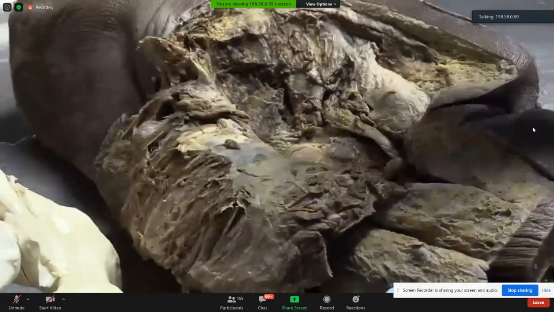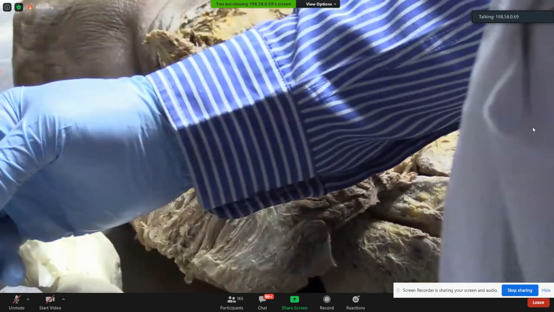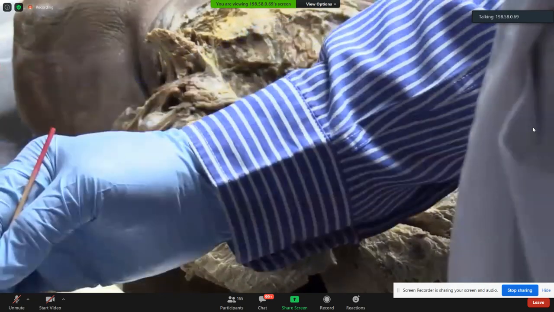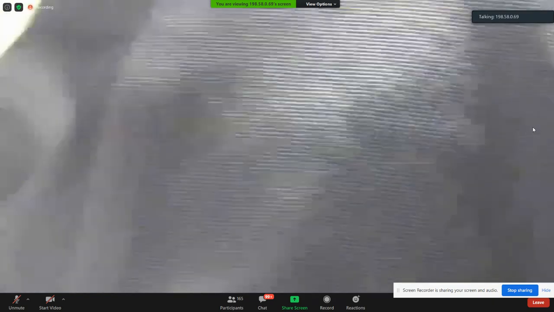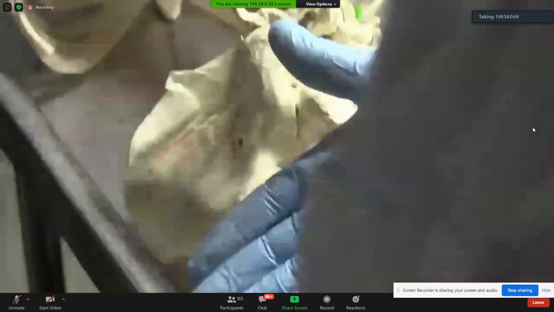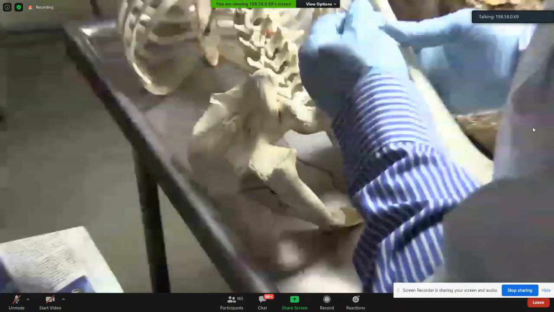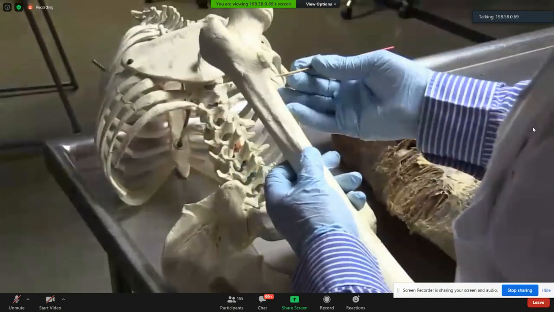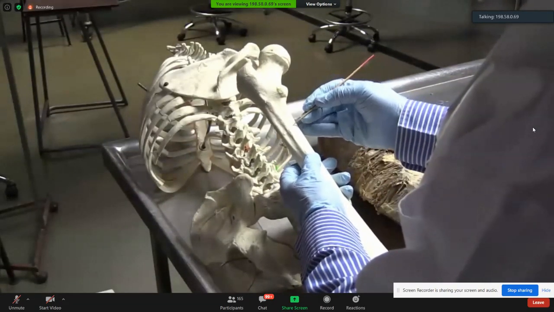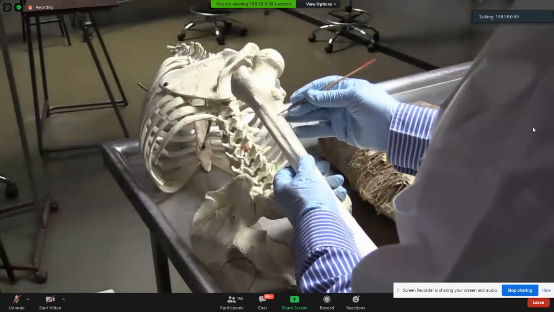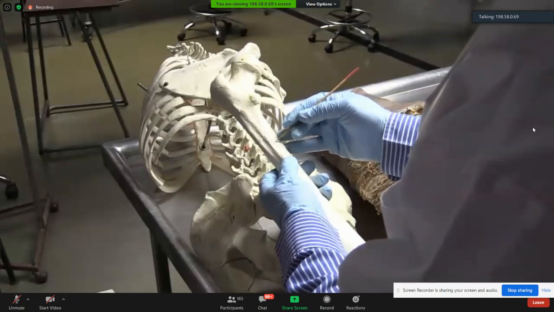The quadratus femoris is arising from the ischial tubercle, in this particular area, just outside here, and then it runs laterally. Your quadratus femoris is running laterally, and it inserts all along this particular ridge here. You can see this elevation here.